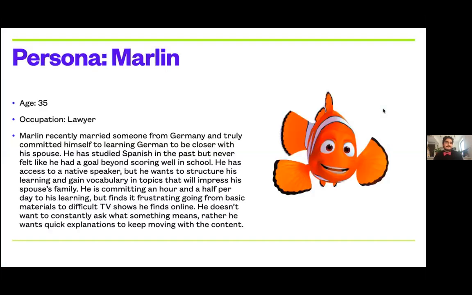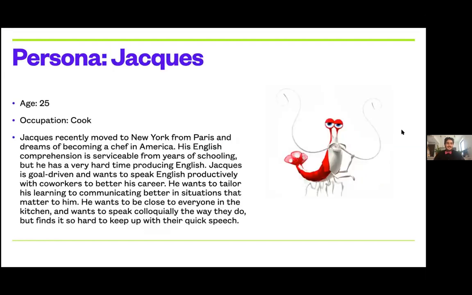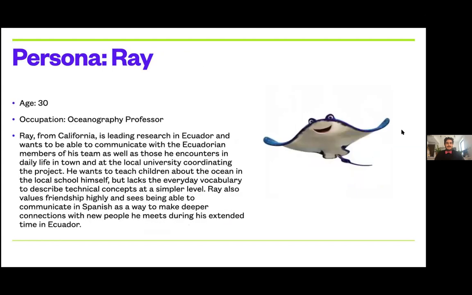Personas, next up. I love the imagery here. We have age, occupation, and a really detailed about me, a little bio. I like this because you can use these personas with other stakeholders or other people on your team and be like, cool, what would Marlon want with our future solution? Next up. Or what would Jacques want?